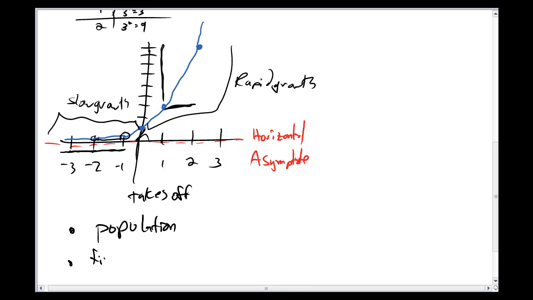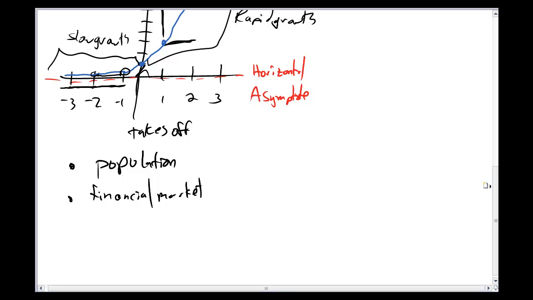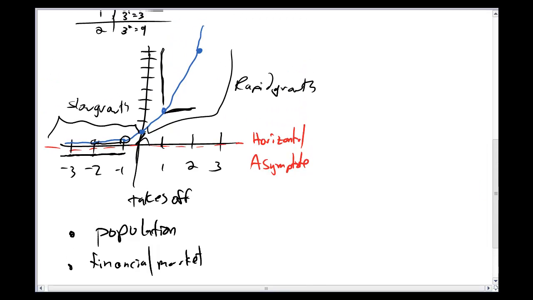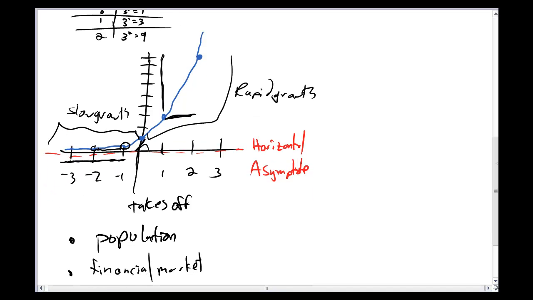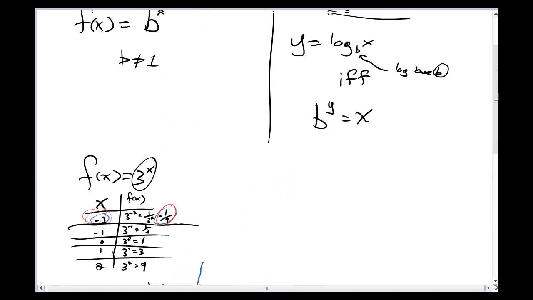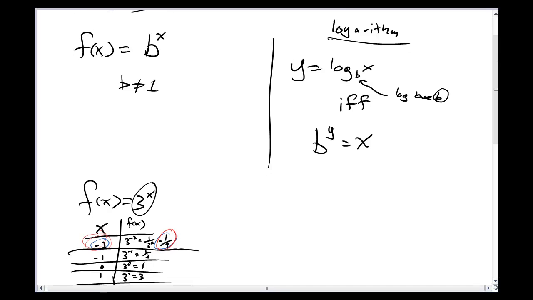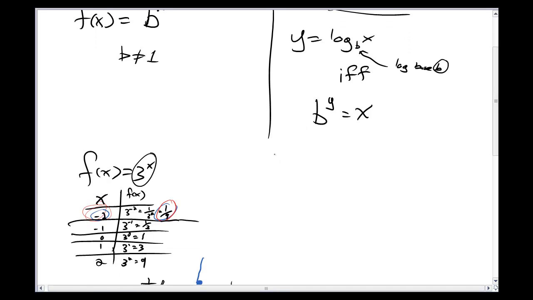Things in the financial market, we'll talk about in some later chapters, things like compound interest. How do you invest properly to have money for when you retire? All that stuff. Things that have a period of rapid growth is what's going on. On the other side of this whole process, I've got logarithms.